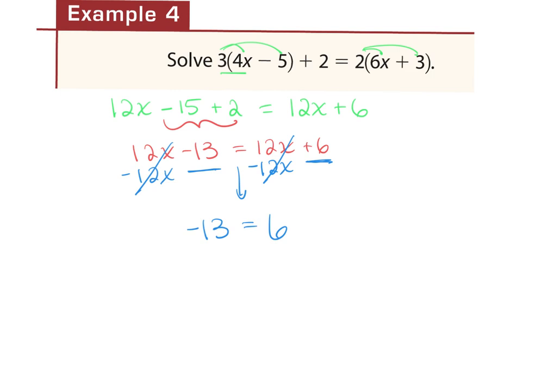When you cancel out all of your variables and you get a statement that is not true, your answer is going to be no solution. No solution. You can write no solution, or you can write the symbol for no solution. But if you cancel out all of your variables and you get a false statement, it is going to be no solution. That is one of your special cases, no solution. All right? Look at number 5.